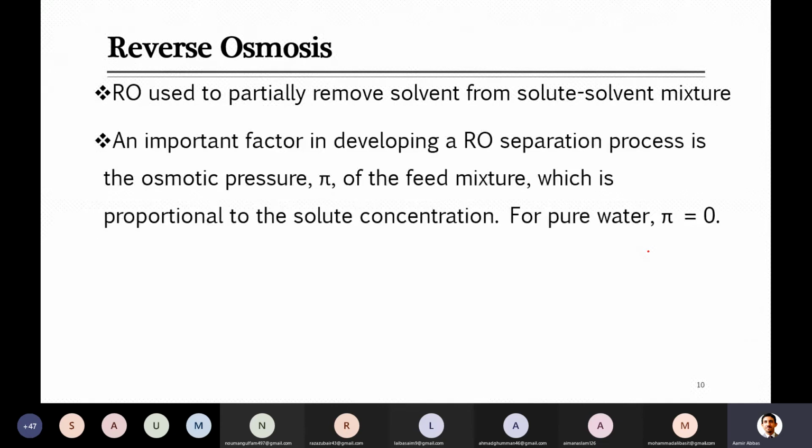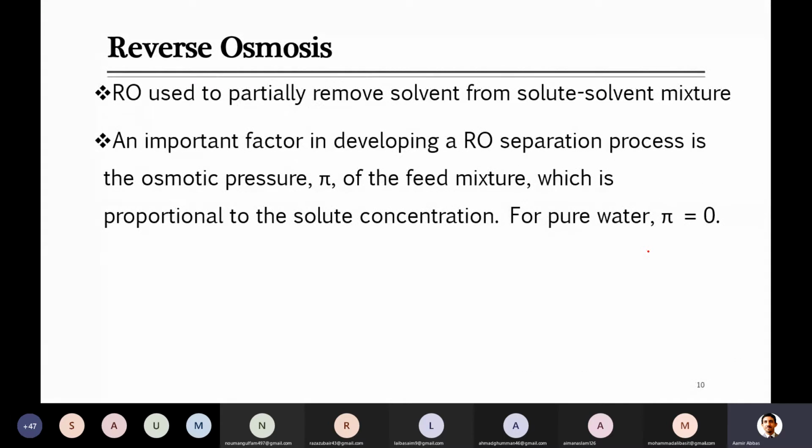Here, the important factor about designing of this reverse osmosis system is related to the osmotic pressure of the feed mixture. So what is the osmotic pressure of the feed mixture? That is the pressure exerted by the solvent which contains some of the salt. That is dependent on the salt or the solute concentration. Let's say you take pure water. In the case of pure water, this osmotic pressure will be zero, which is represented here with the pi, because there is pure water, there is no salt.